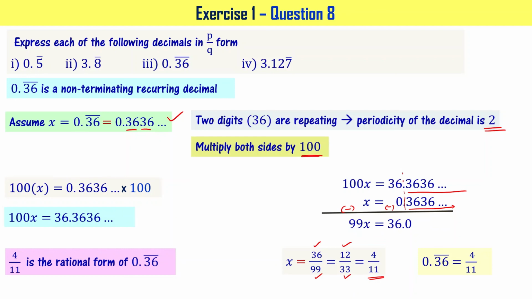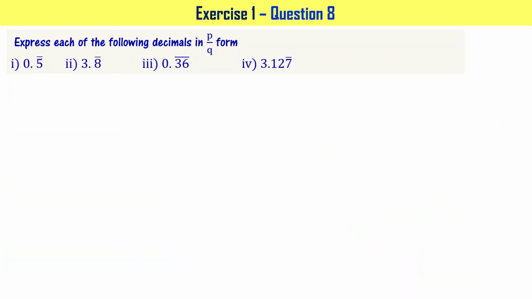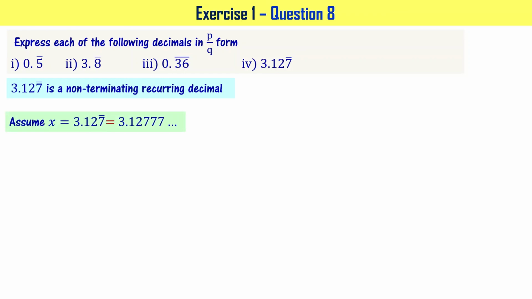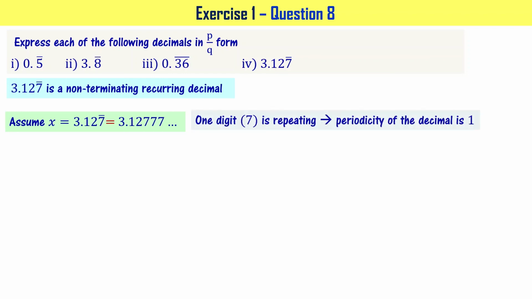Got it? Let's go to the last part, that is 3.127 with overbar on 7. It is also a non-terminating recurring decimal, right? Let me assume that x equal to 1.27777 and so on. When you observe this, one digit, that is number 7, is repeating, right? That's why periodicity of the given decimal is 1. That's why I'm going to multiply both the sides of the equation with 10.